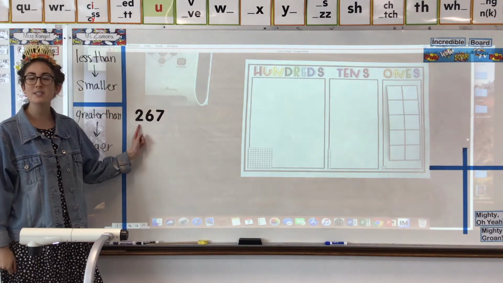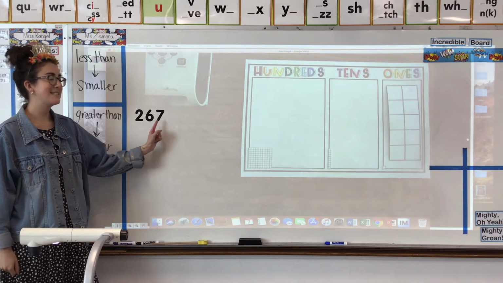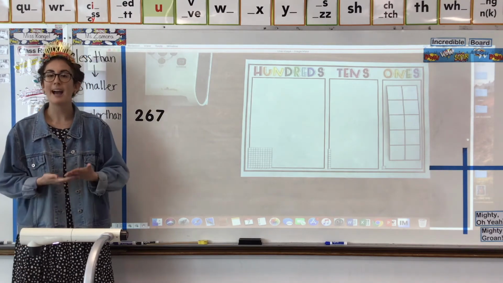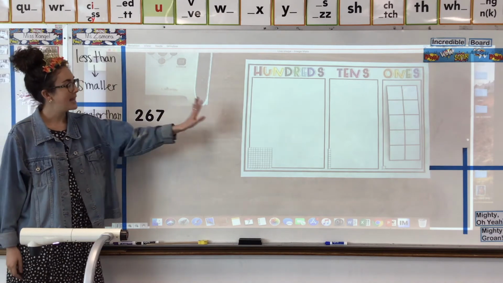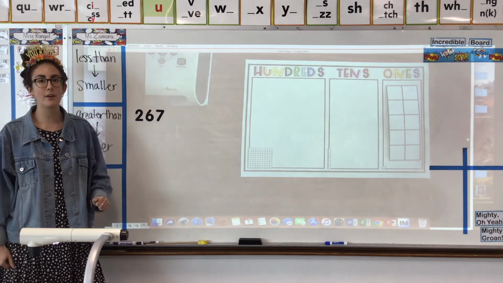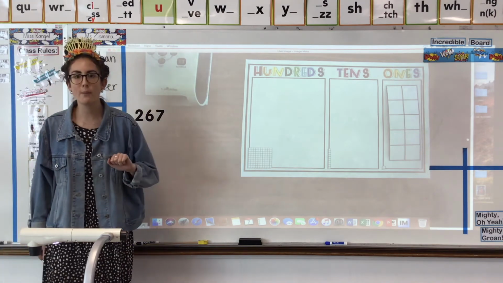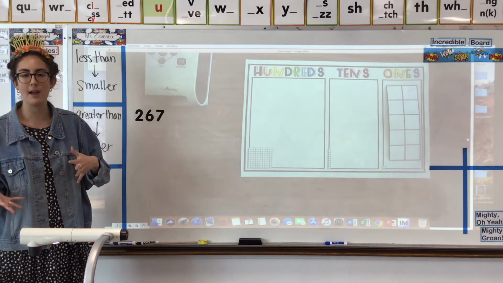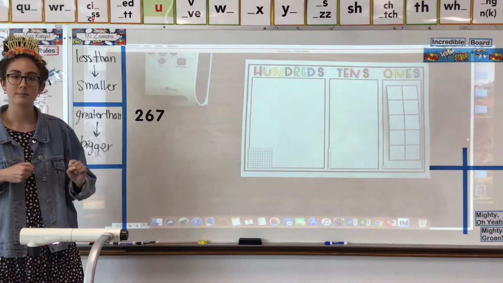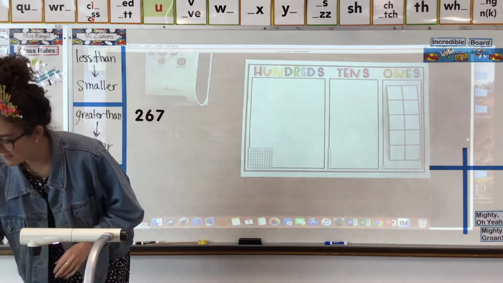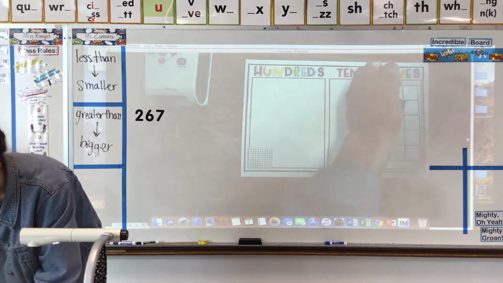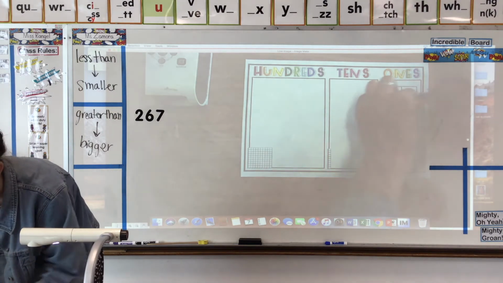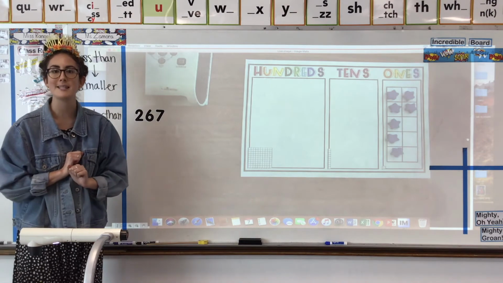So, up next, we are comparing 267 to another number. So we're going to have to talk about how is 267 similar or different than another number. So first, let's show what we've got. So in 267, how many ones are there? How many ones? 7. There are 7 ones. Let's go ahead and show that. 7 ones.